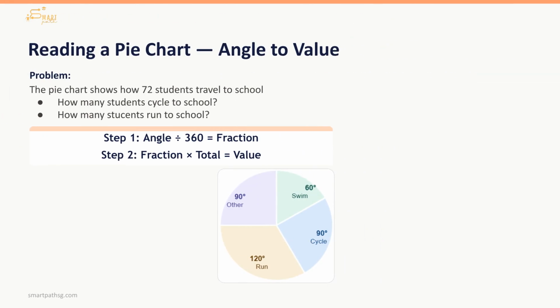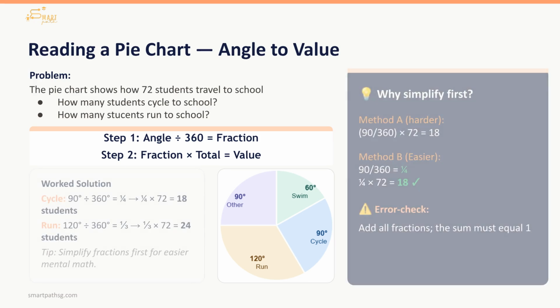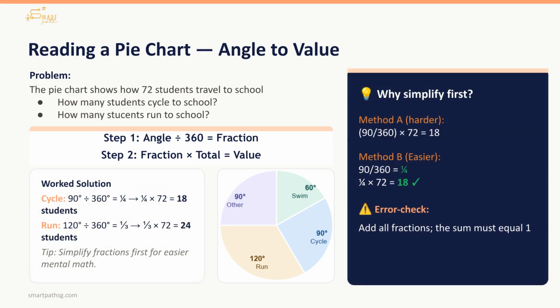This example shows the most fundamental skill of reading a pie chart, from an angle to an actual value. Given a total of 72 students, we want to find how many cycle or run to school. Remember the 2 steps. Angle divided by 360 equals a fraction, and the fraction multiplied by the total equals the value. Now compare your calculations with the solutions shown here. Did you get both questions right?